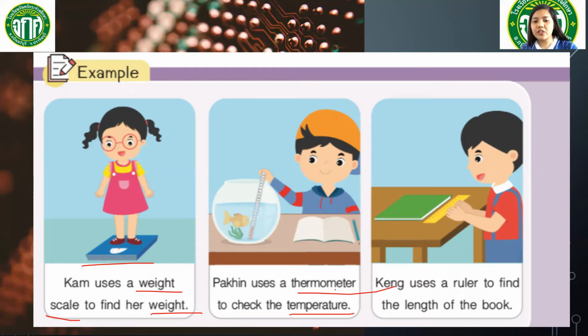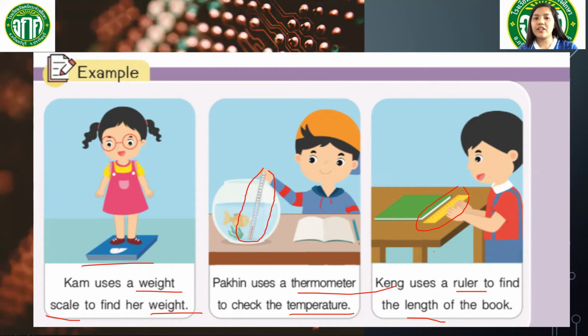So you are going to check the temperature by using a thermometer. Next, this is the thermometer. The last one is Kang uses a ruler to find the length of the book. So Kang uses this ruler, the yellow ruler, to find the length of the book.